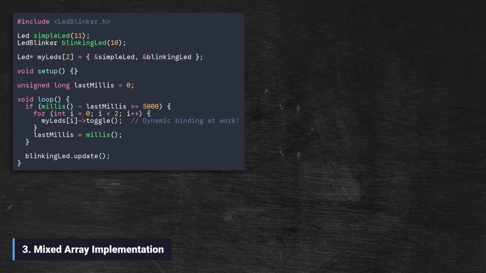We can create an array of LED pointers. We point the first element to a standard LED and the second to a LED blinker. Even though they are different classes, we store them in the same LED array. When we loop through them and call toggle, the standard LED simply flips its state, while the LED blinker uses its overridden logic.